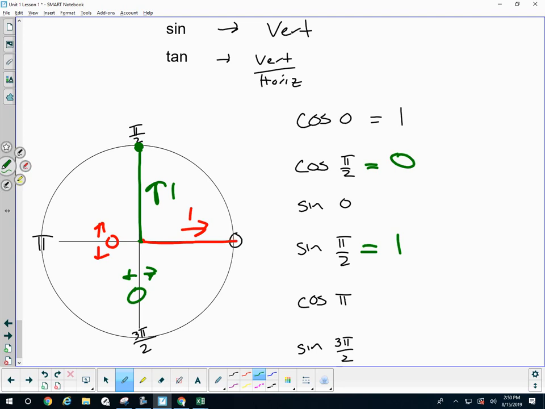Discuss with your neighbors what the answers to sine of 0, cosine of pi, and sine of 3 pi over 2 are, and why they are what they are.